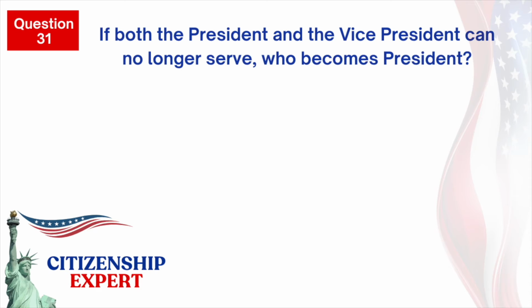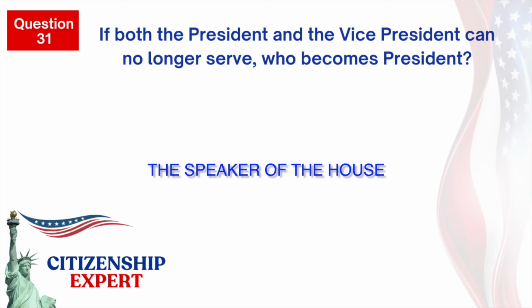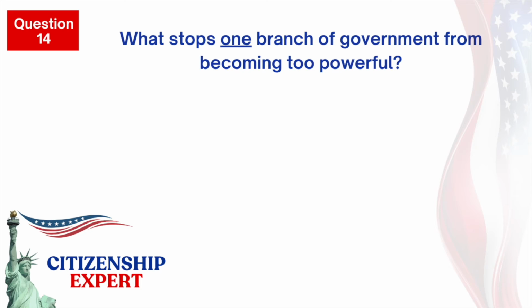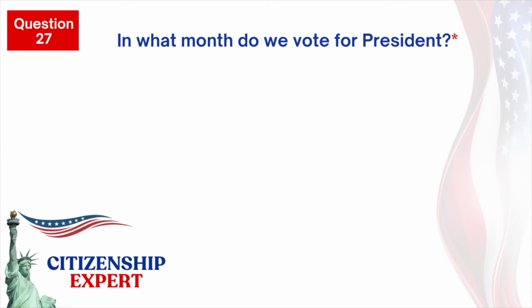If both the president and the vice president can no longer serve, who becomes president? The Speaker of the House. What stops one branch of government from becoming too powerful? Checks and balances. In what month do we vote for president? November.